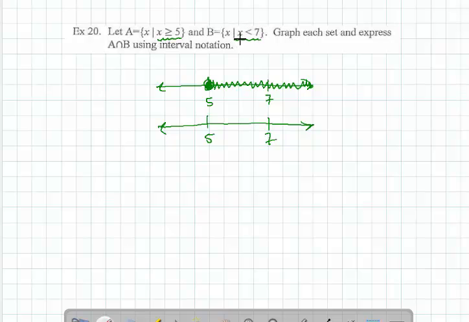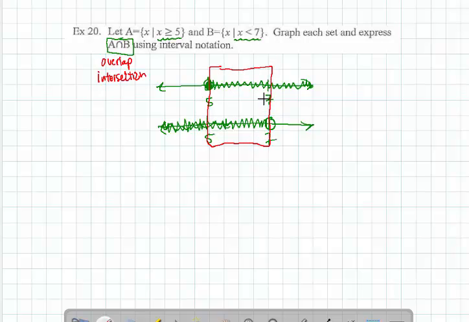B, we have x less than 7, no equal to bar, so we put an open dot for 7, and we shade to the left. Left is less. Alright, we want to figure out the intersection of these two intervals. In other words, where do they overlap? Intersection. Well, they intersect right in the middle. And we leave out 7, but we include 5.